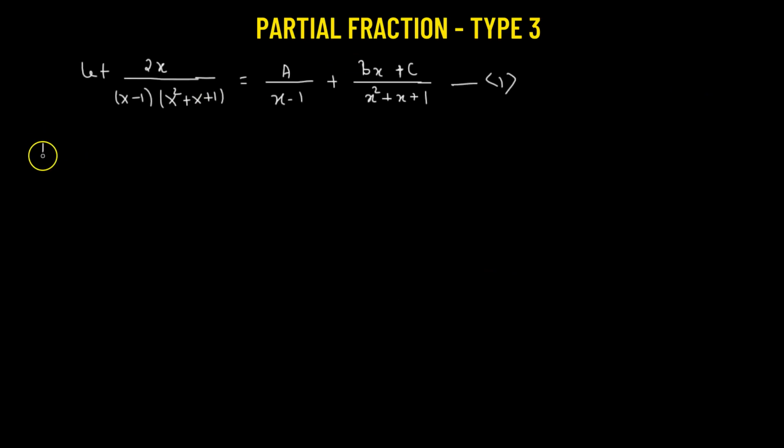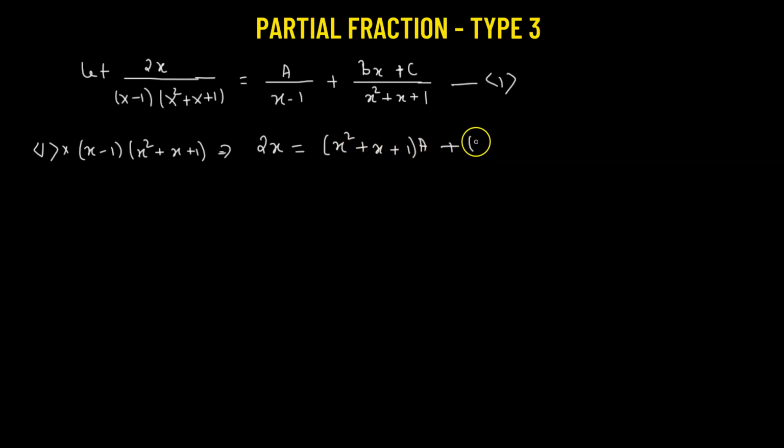Fine. So what we'll do is take equation number 1 and multiply both sides by x minus 1 times x squared plus x plus 1, such that we get 2x on the left hand side, and on the right hand side we have x squared plus x plus 1 multiplied by a, plus x minus 1 times bx plus c. Okay, so let's expand and combine all the like terms on the right hand side.